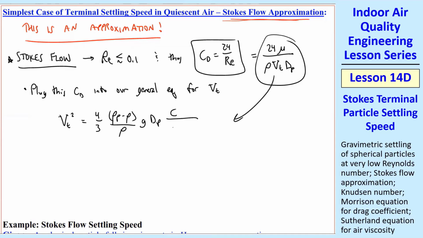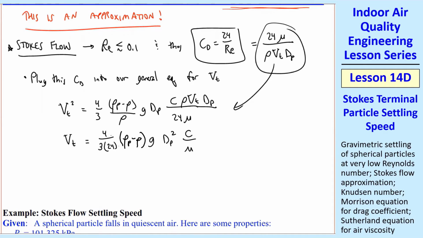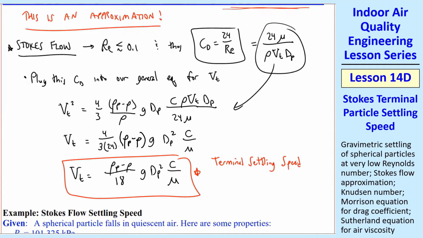It's in the denominator, so we have 24 mu in the denominator, and then rho Vt dP in the numerator. The Vt on the right cancels with one of the Vt's on the left, so this becomes Vt equals 4 over 3, and the 24, I'm going to group those constants all together. Rho P minus rho, g, and then there's two dPs, so this is a dP squared. And then finally your Cunningham C and your mu. And this grouping of constants becomes 1 over 18, so our final equation is Vt equals (rho P minus rho) over 18, g dP squared C over mu. This is the equation for terminal settling speed for Stokes flow approximation.